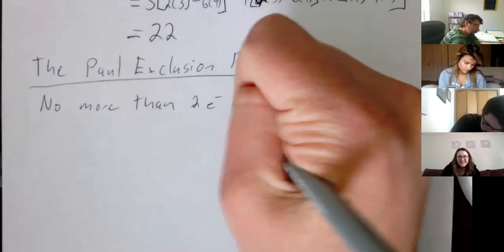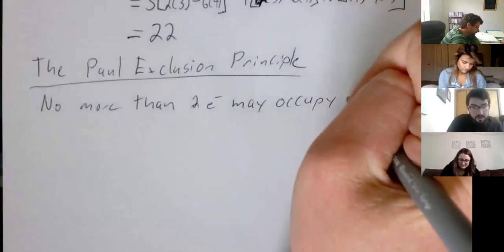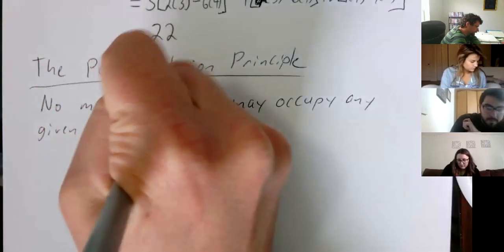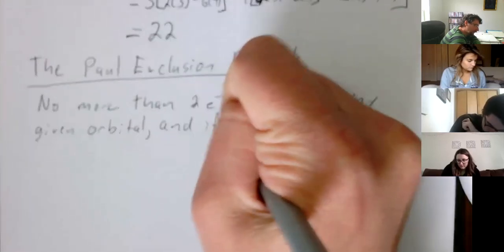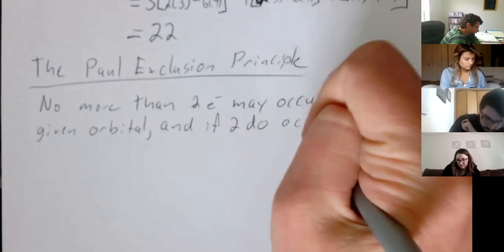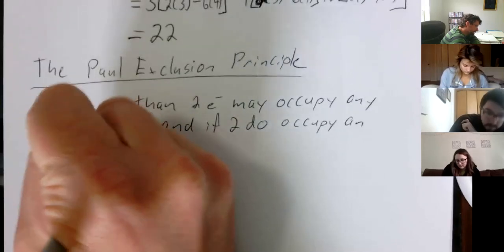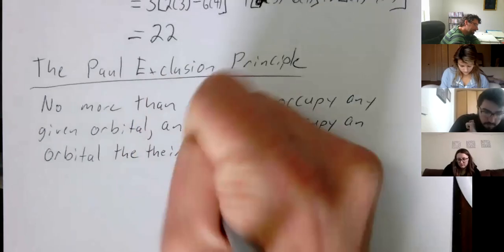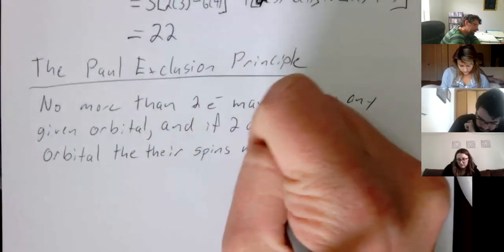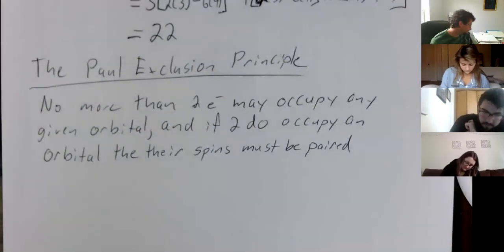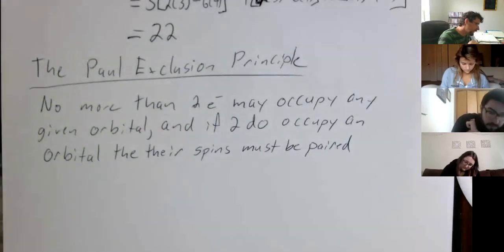So no more than 2 electrons may occupy any given orbital, and if 2 do occupy an orbital, then their spins must be paired. Basically, 1 up, 1 down, right? Okay.